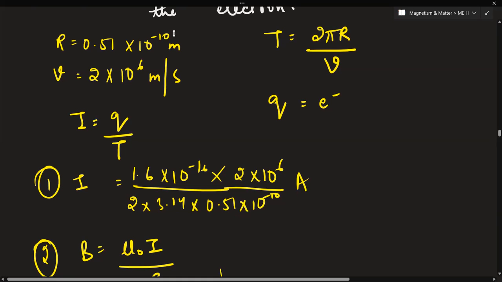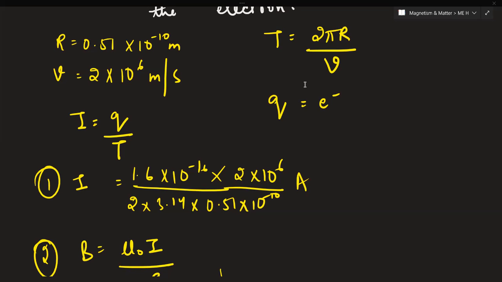Note it down and we'll do. Why are we writing this value? We are writing the value of I because it is required, like B is equal to mu naught I divided by 2R. So from where will you put the value of I? Current is not given to you in the question.